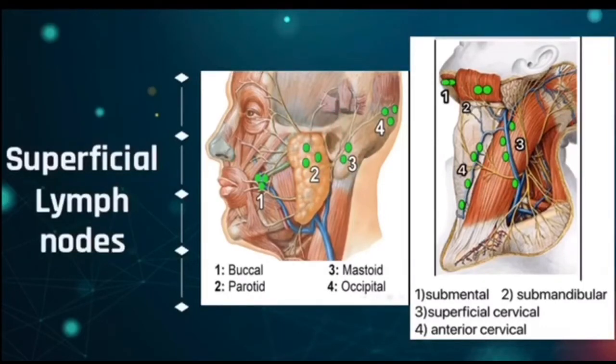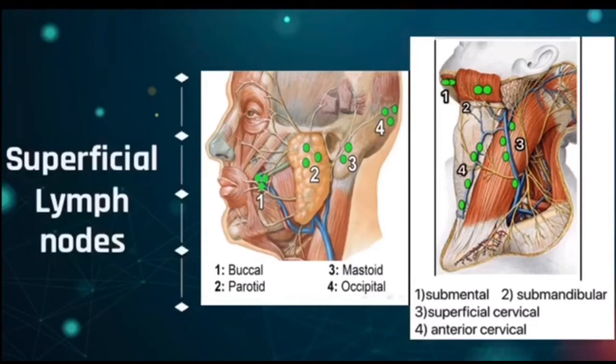And the mastoid lymph nodes, also called the retroauricular lymph nodes, give drainage to the scalp over the ear and the auricle. The occipital lymph nodes give drainage to the back of the scalp.